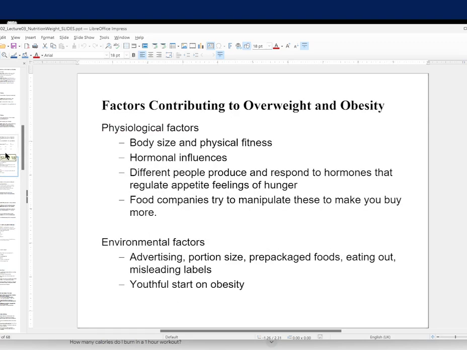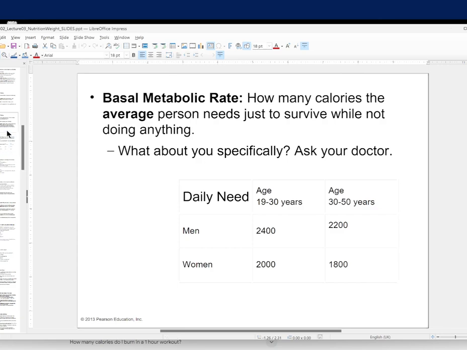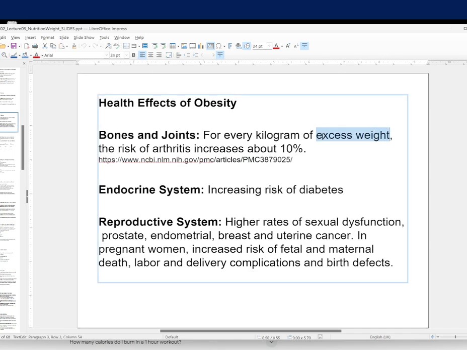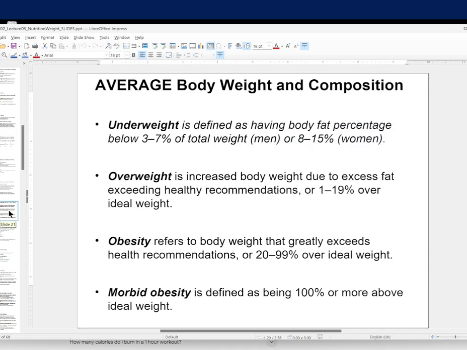Where was this? Previous slide. So every kilogram of excess weight implying that there is an ideal weight, right? If this link is saying that for every kilogram of weight a patient is above a recommended weight, then the inevitable question is, what is the recommended weight? How much should people weigh?